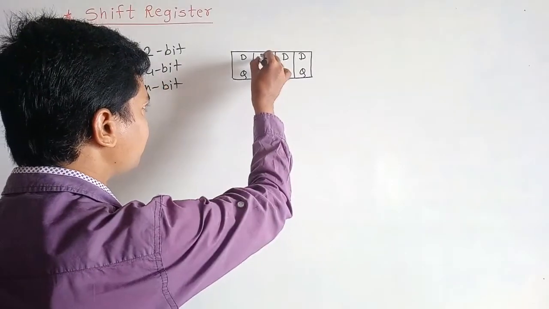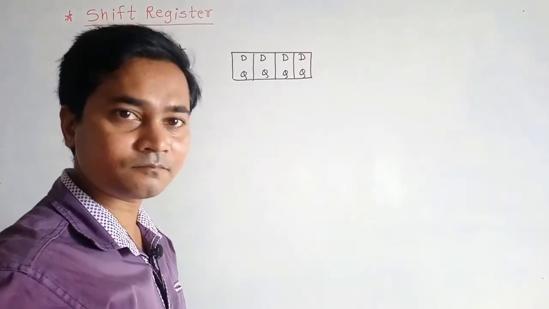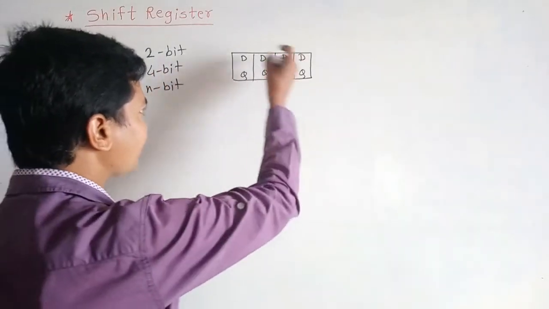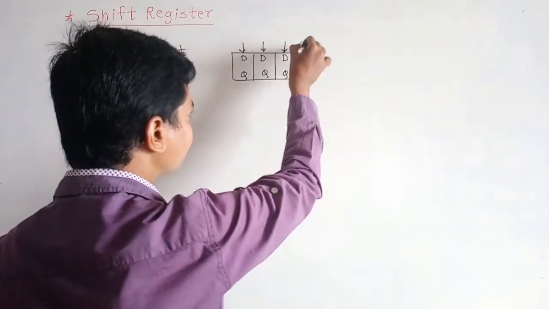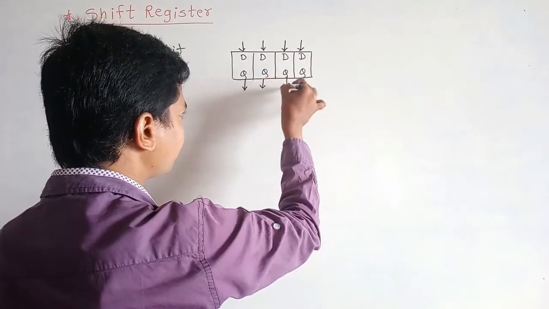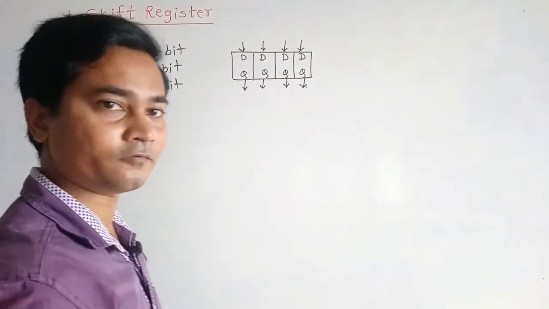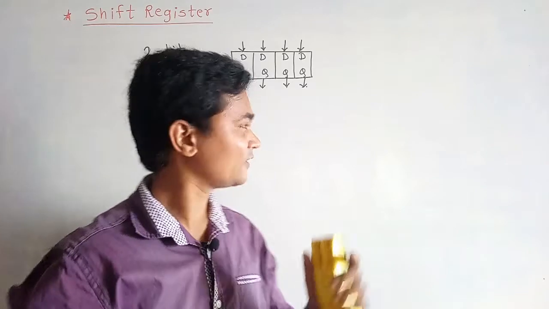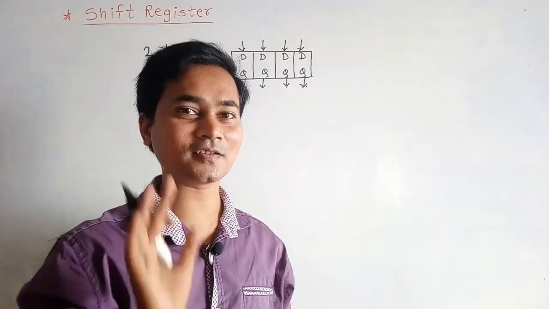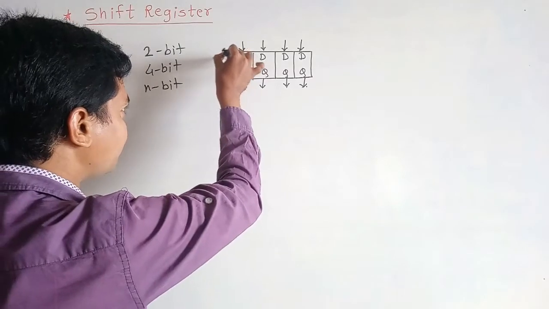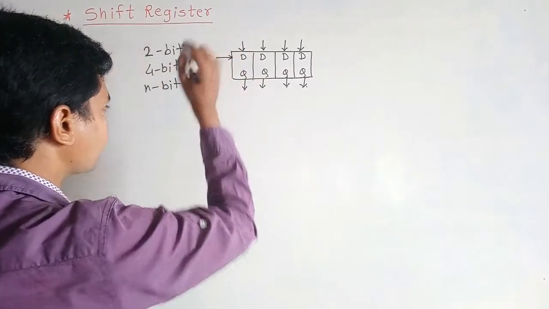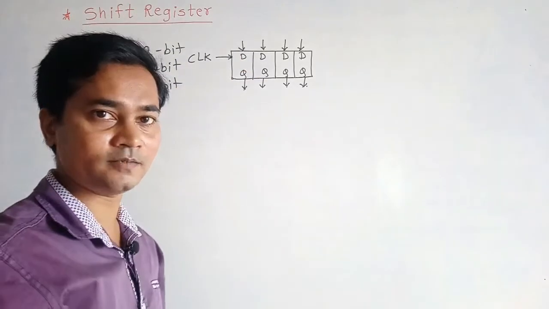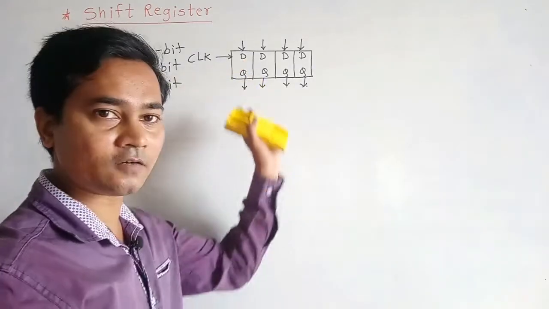We want to control at what time this input data should be shifted to its output side. The D are the inputs and Q are the outputs. I am talking about the flip-flop, not the latch. The flip-flop works on the basis of a clock signal, so the clock must be there. The clock is the third input which controls the shifting of this data.